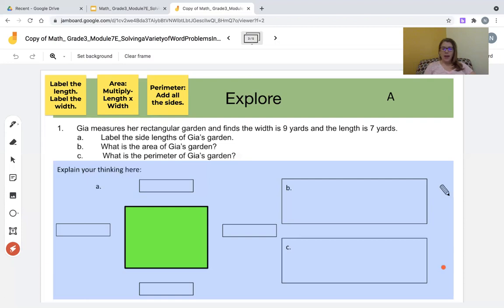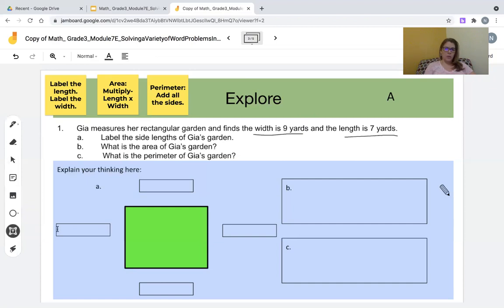Students and scholars, as a support, I'd like to show you how I completed this section using the to-do steps. Step 1, label the length, label the width. I know according to the question that the width is 9 yards and the length of Gia's rectangular garden is 7 yards. I can use my Google Jamboard pen or my text box to label the length and the width.